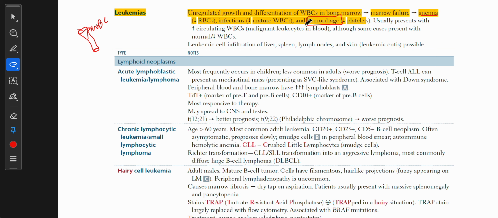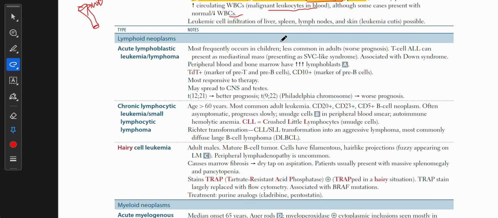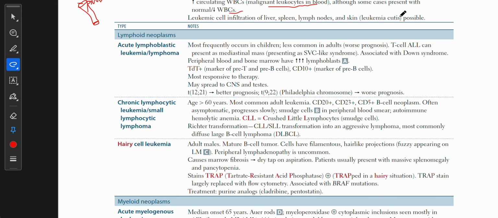hemorrhage. Okay, so it usually presents with increased circulating WBCs, like malignant leukocytes in blood, although some cases present with normal or decreased WBCs. Leukemic cell infiltration of liver, spleen, lymph nodes, and skin is possible. If there is leukemic cell infiltration in skin, we call it leukemia cutis.